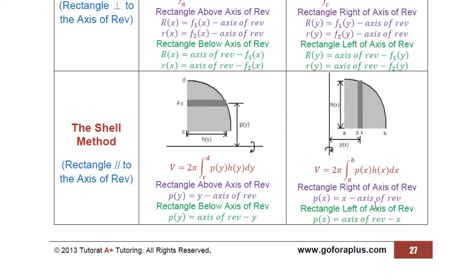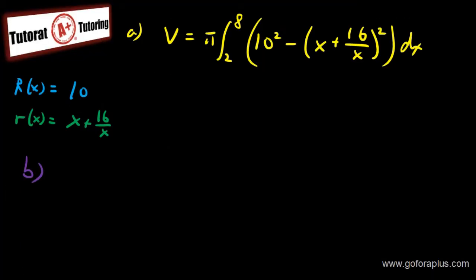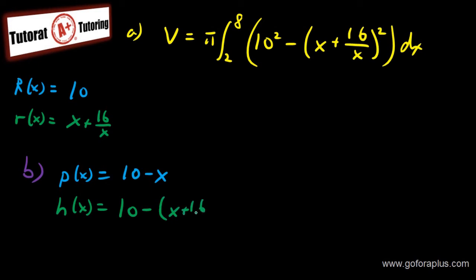My rectangle is actually on the left of the axis, so I need to use the axis minus x, and that would be my p. So my p of x is going to be 10 minus x, because my axis is x equals 10. Now, what is my height? Height is basically my top function minus the bottom function. The top function is 10 minus the bottom function, x plus 16 over x. And that's basically my h.